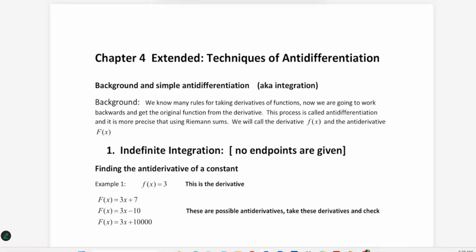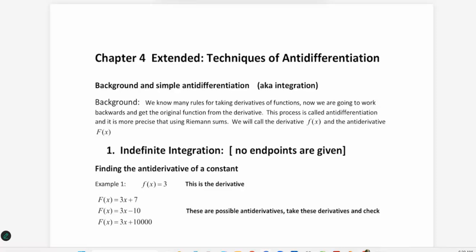Okay, in this video, we're going to go over Chapter 4 Extended, which is going to be the techniques of anti-differentiation. Okay, so a little background. We've already done all the rules of derivatives of functions that we're going to cover. Now we're going to work backwards from the derivative to get the original function. And this process is called anti-differentiation. And it is more precise than using the Riemann sums, which we used in the last lesson.